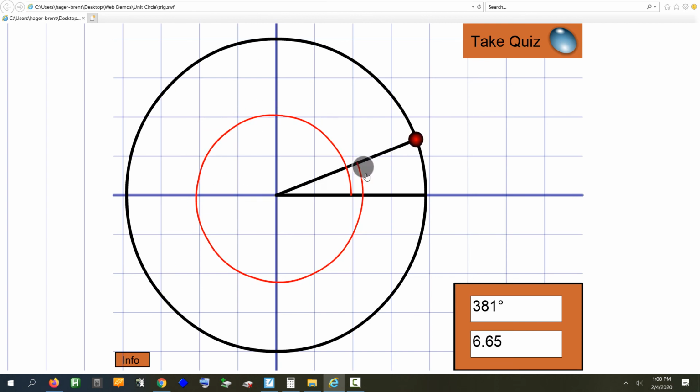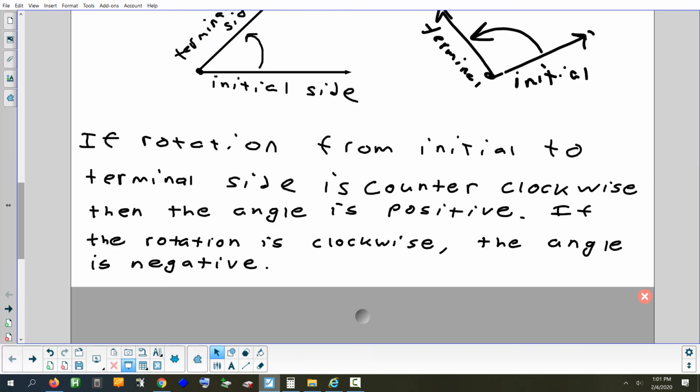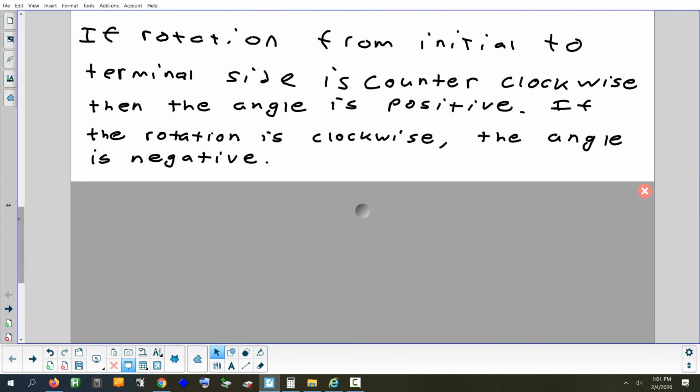Now I'm going to go clockwise. Put it back at zero. And if I start to rotate clockwise, it'd be nice if there was like a little arrow right there so you could see it. But you know I rotated clockwise because you just saw me do it. The angle is negative. So clockwise and counterclockwise just control whether it's a positive or a negative. If we're given the choice, what kind of angle do you think is easier to work with? Positive, yeah, it's always easier to work with positive numbers than negative numbers. So we'll talk more about that later on.